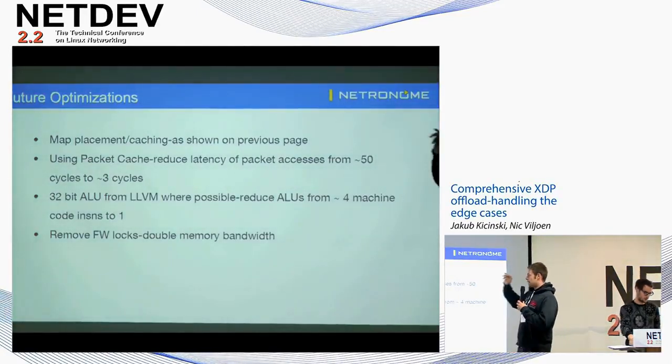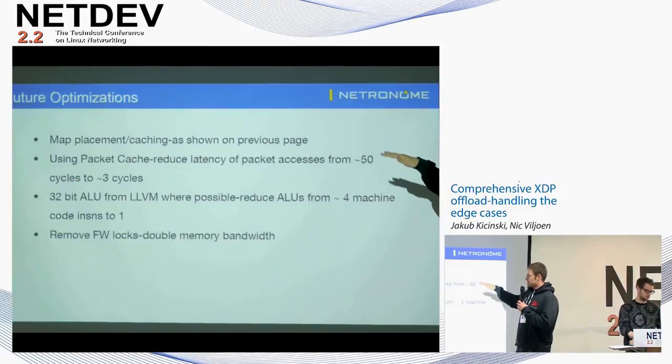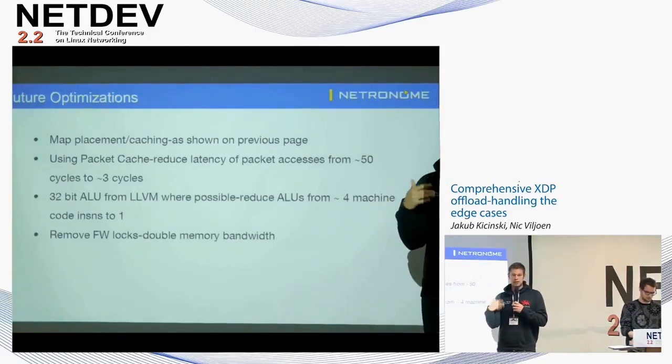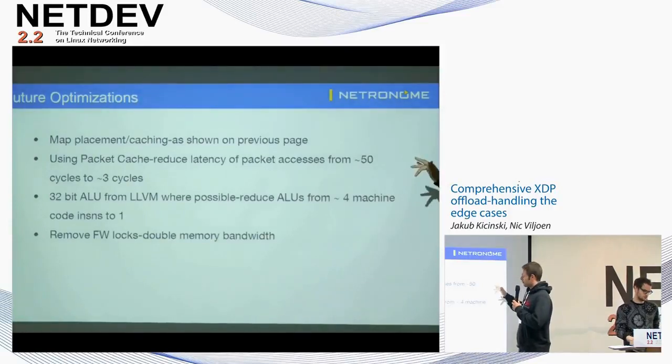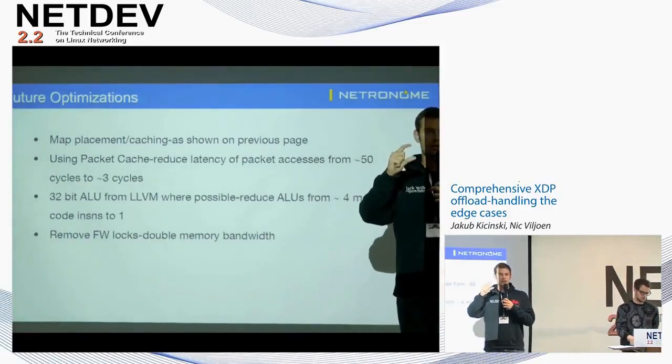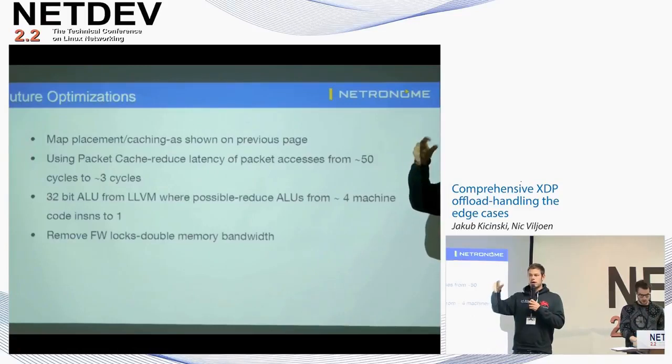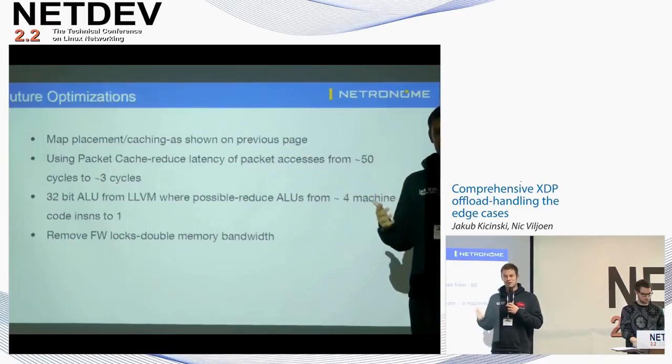And there's still a lot of optimization left to do. At the moment, the map placements can be improved. I put caching there, but you can't really use caching if you're doing things like DoS, so it's really about the placement. And then what I've called the packet cacher: we have a store of the packet on the core in each thread as it's running, but we're not actually using that today.